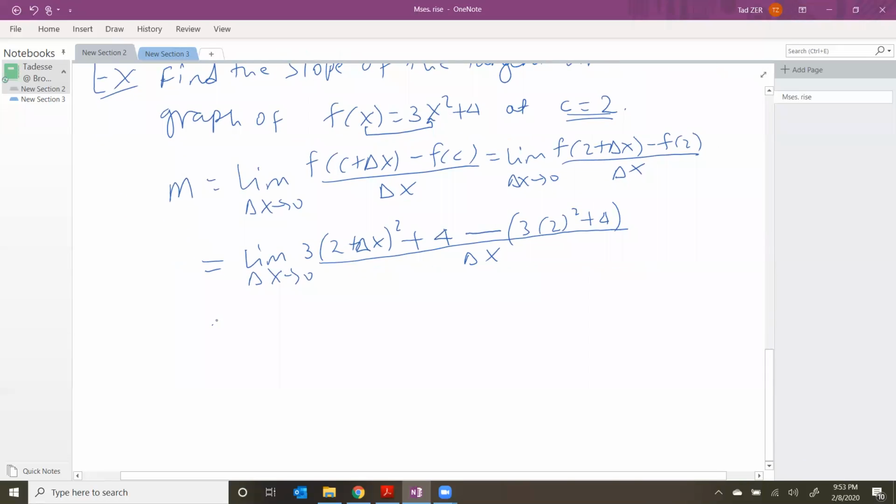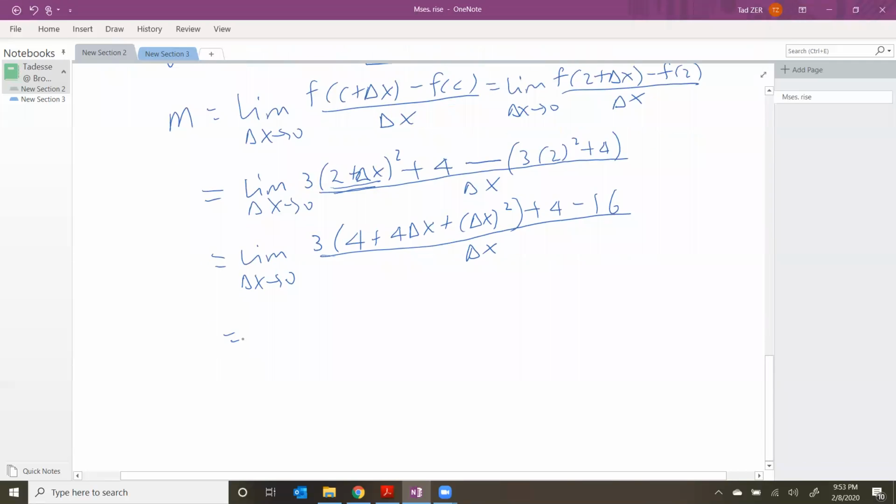So this gives me what? Limit of 3 times. If you FOIL this, 2 plus delta x squared means what? 2 plus delta x times 2 plus delta x. That will give me what? 4 plus 4 delta x plus delta x squared, close the parentheses, plus 4 minus, now if you see this guy, 2 squared is 4, 4 times 3 is 12, 12 plus 4 is what? 16. Divide everything by delta x goes to what?